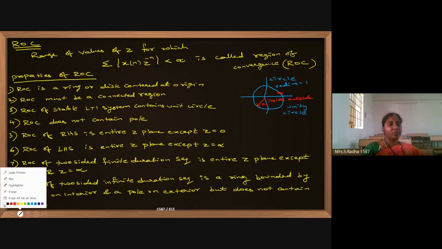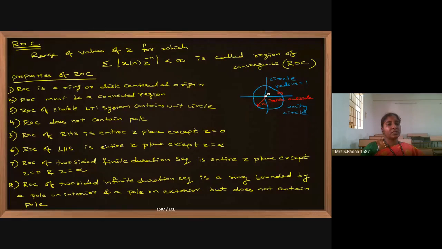Now coming to the first point, it is a ring or disc centered at origin. Now you see this circle is with respect to the center origin. It must be a connected region, there should be some continuity in the z values. ROC of stable LTI system contains unity circle. Always the circle will be included in the ROC. But ROC does not contain pole. This I will tell you when we come to the problem.